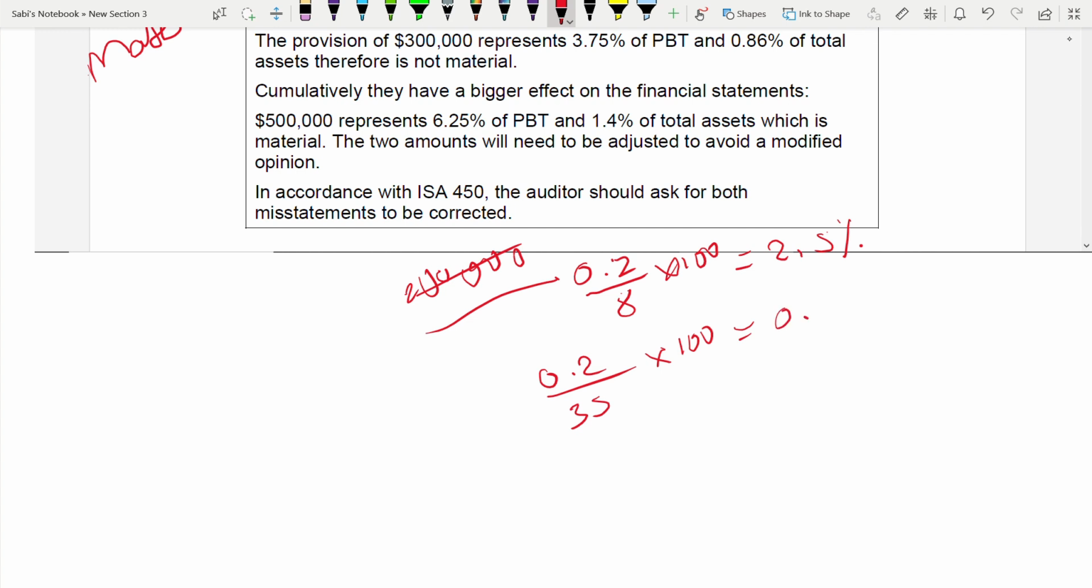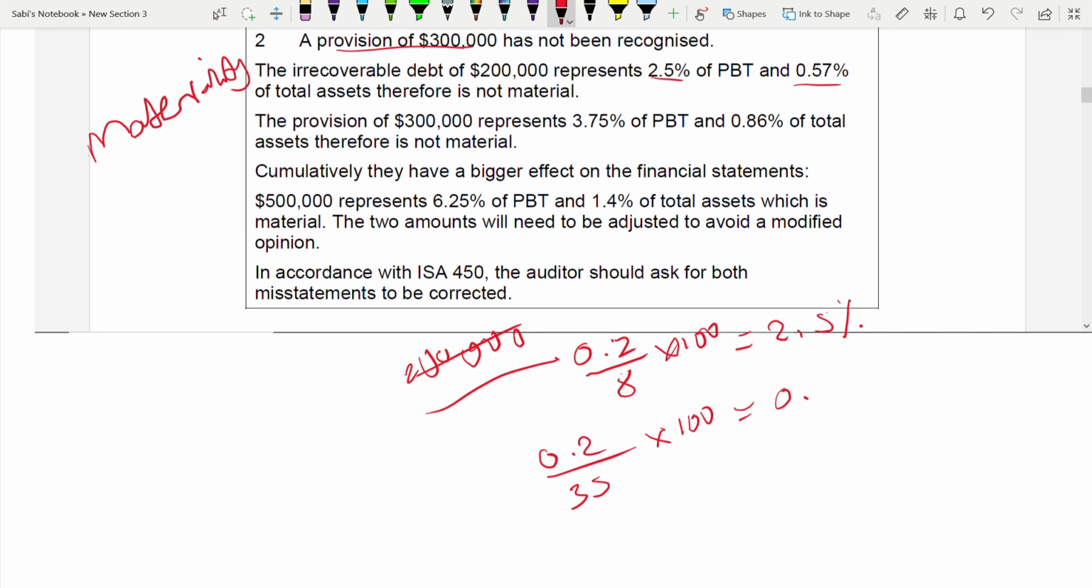It would be 0.57%. Okay. So this one, if you see this, they are not material. See, you have to know this thing, by the way. The quantitative threshold you need to memorize. Okay. What is material and what is not material.